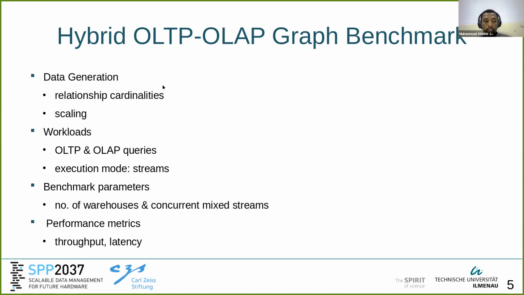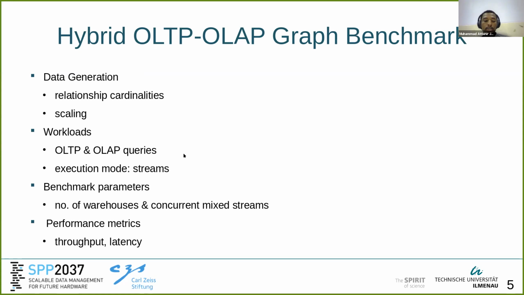With regards to data generation, we simply made use of the TPC specification for a start, and with respect to relationship cardinalities. Of course, this does not reflect the real nature of graphs because there isn't any skew. The distribution between relationships in the TPC specification is a uniform distribution. So this is subject to future work. And for the scaling, we used the scaling of the TPCC, which is based on the number of warehouses, for the purpose of this hybrid graph benchmark.